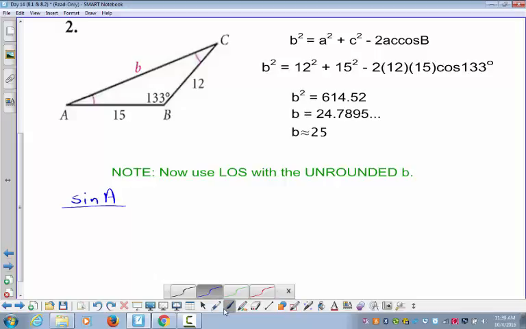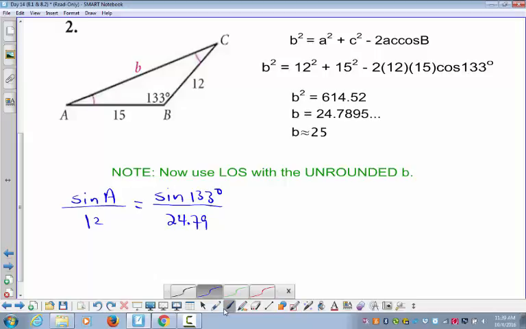And then side A is 12 equals sine of 133. All right, so now we definitely are using a rounded B if we use the 25. So let's go with the unrounded number. These angles are rounded to the nearest degree. If we go out to 2 decimal places in B, that should be plenty. So we can go 24.79. That should work out totally fine.